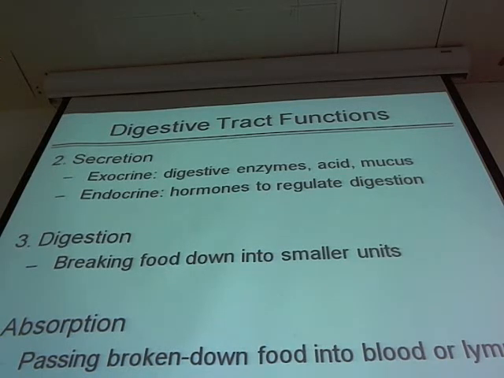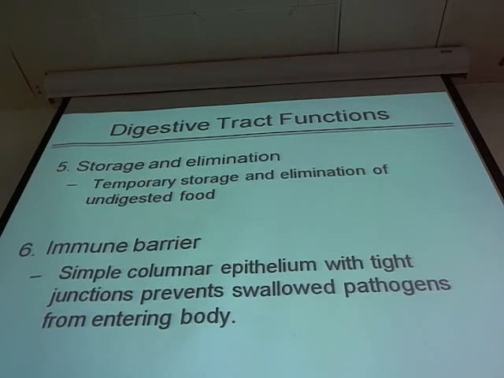Exocrine: digestive enzymes, acid, mucus. That's in your stomach, inside. Your stomach's a nasty environment. Endocrine: hormones to regulate digestion. Digestion is breaking the foods down into smaller units or monomers. Absorption is passing the broken down fluid into the blood or the lymph. Storage and elimination: it's temporarily stored in your large intestine and eliminated after that.